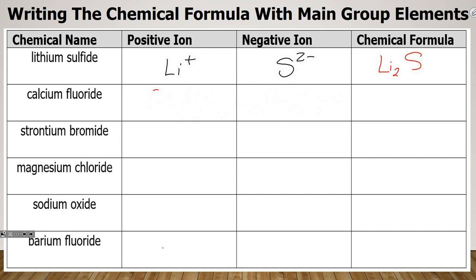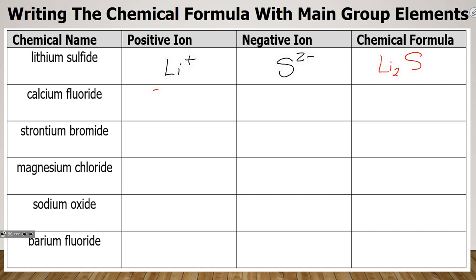Could I have done that without this? Yes. I just say, oh, I've got to be able to add it so it doesn't have a charge overall. If lithium has a plus charge, sulfur has a negative 2, if I add them together right now, I'm going to end up with a negative 1 left over, right? So I need another plus. Okay, so let's go to calcium.